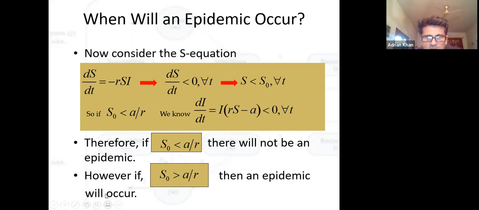But it's interesting to note that somehow the disease dying out or becoming an epidemic depends upon the initial number of susceptibles, as well as, of course, the recovery rate and the rate at which people are falling ill. And this is called the contact rate as well.